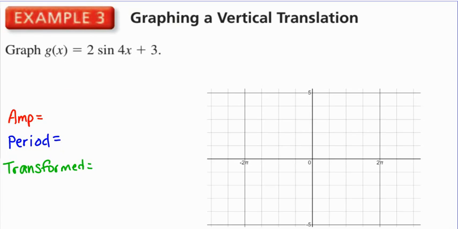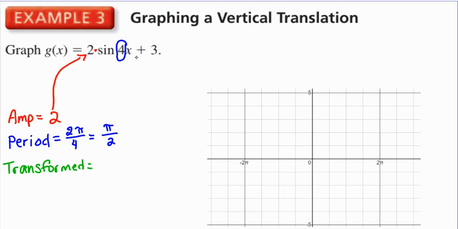Okay, so for our next example, we're going to graph g of x equals 2 times the sine of 4x plus 3. So I'm going to look at my amplitude. My amplitude is always this number multiplied in front of sine. My amplitude is going to be 2. My period is going to be controlled by this 4 right here. So if I take 2 pi and divide that by 4, I get that one period happens between 0 and pi over 2.